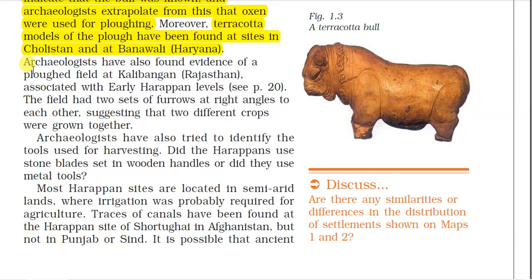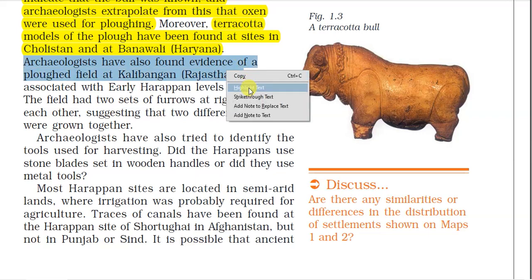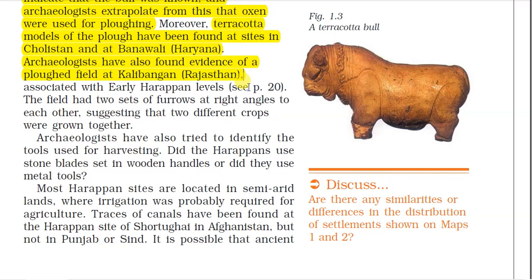Point number three, for agriculture, there is proper evidence of a plowed field at Kalibangan. Now understand, if you have a plowed field, it rests the case of any doubt that Harappans were engaged in agriculture, yes or no? They were. Because if you have a plowed field, that means they were practicing agriculture, and this is something that has been recovered from Kalibangan in Rajasthan, right? So these sites also need to be remembered and understood very, very clearly.